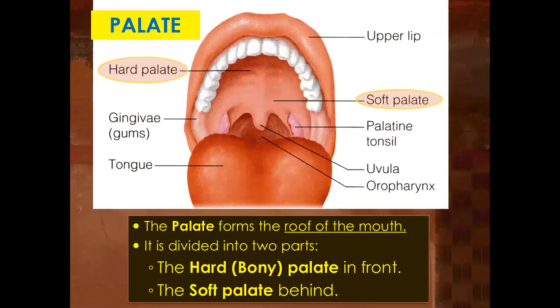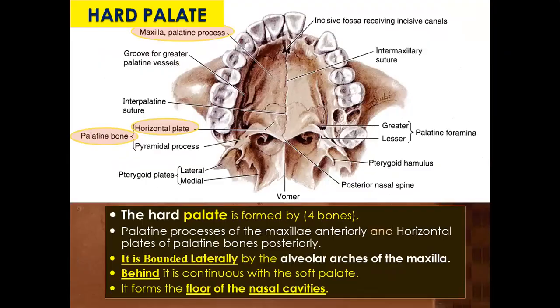Now coming to the palate. Here you can see the hard palate. The palate forms the roof of the mouth. It is divided into two parts, the hard palate and the soft palate. Why is it called the hard palate? Because it is bony in nature, and the soft palate is called soft because it is muscular in nature. Coming to the hard palate, here it is covered by mucosa. If not, it would be mainly bony. This is how it looks.